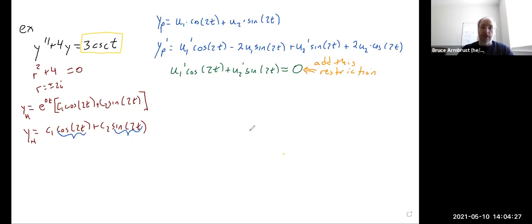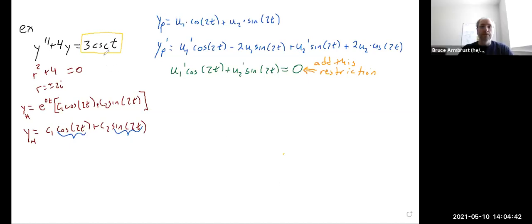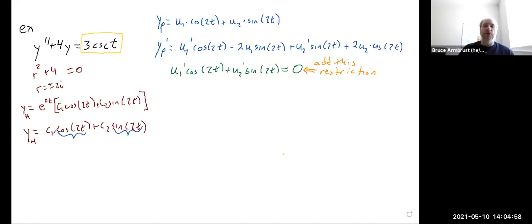Because there's another restriction on u1 and u2. You guys see where it is? Probably the 3 cosecant of t. This bit here? No, not really. The C1 and C2, they can't be the same. Okay, but remember that this has nothing to do with the u's. I'm talking about restrictions on u's. It turns out it's this first line.